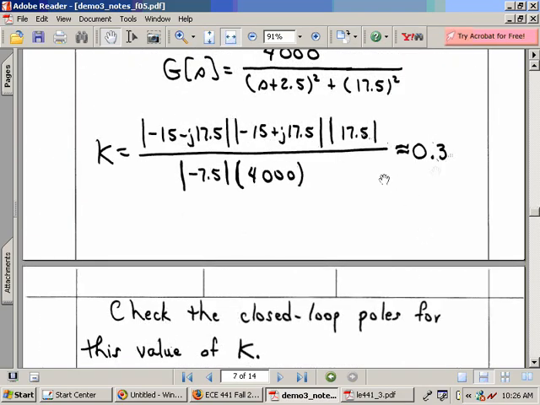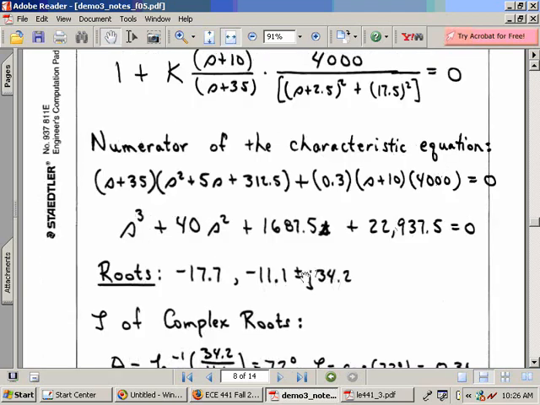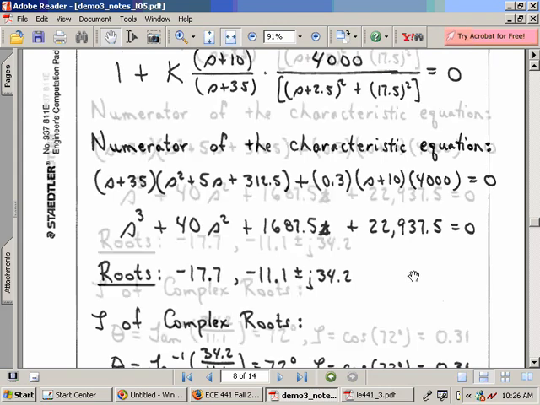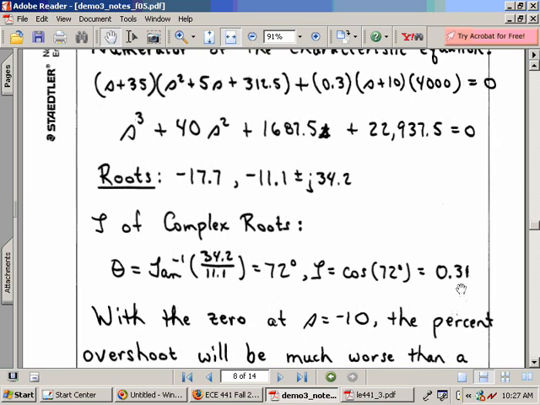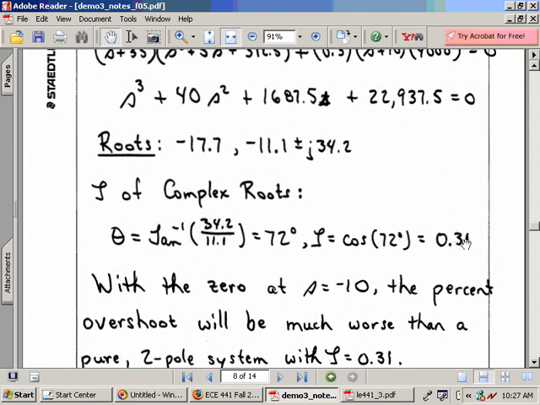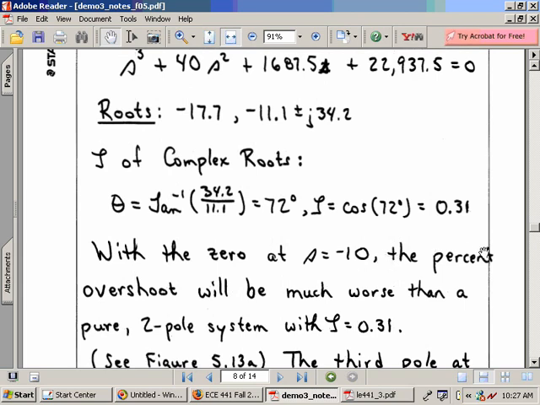This was approximately 0.3, and our complex roots are -11 plus and minus j34. That zeta is then going, or the angle associated with those poles is 72 degrees, which gives us a zeta value of 0.31. That's not a very good zeta, meaning we're going to have a fairly large overshoot, but the overshoot is actually going to be even worse than what a pure two-pole system would be, because we have this zero now that we put into the controller at s equals -10.